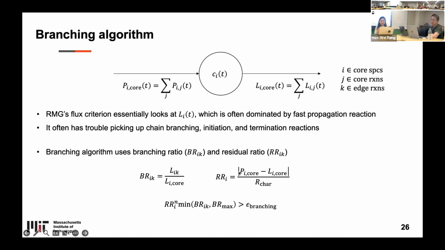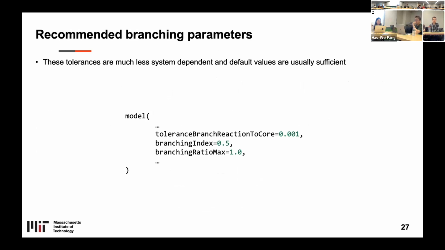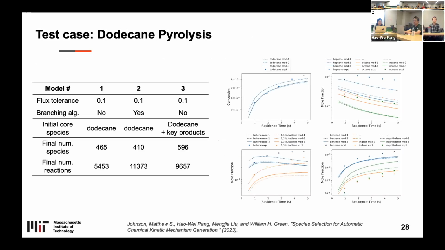And then you take those two numbers to decide whether this reaction in the edge is important. And you can use the branching parameters here. Matt Johnson found that the best parameters are kind of independent of the system, so this is the parameter that he recommends people to use. I think Max tested this on dodecane pyrolysis.